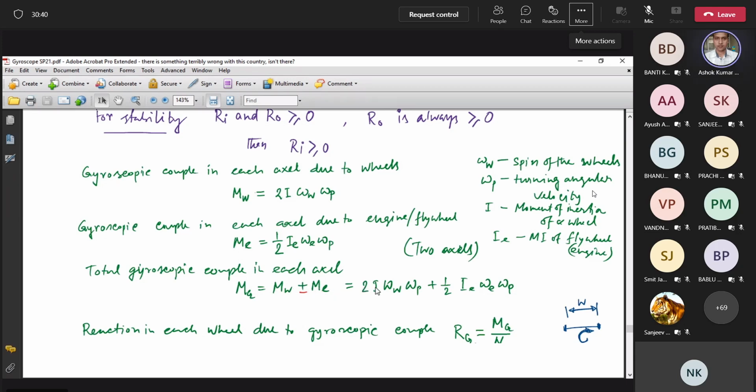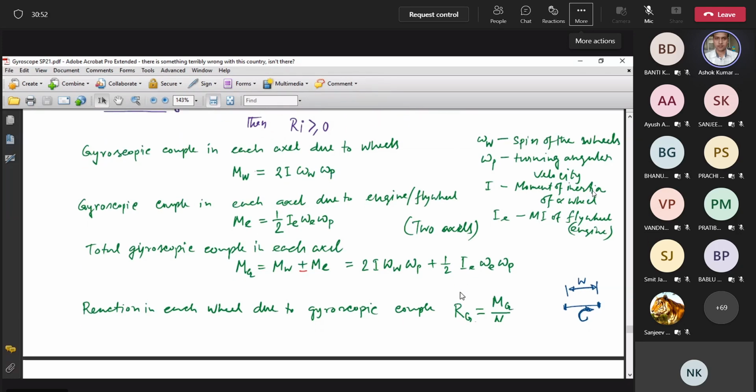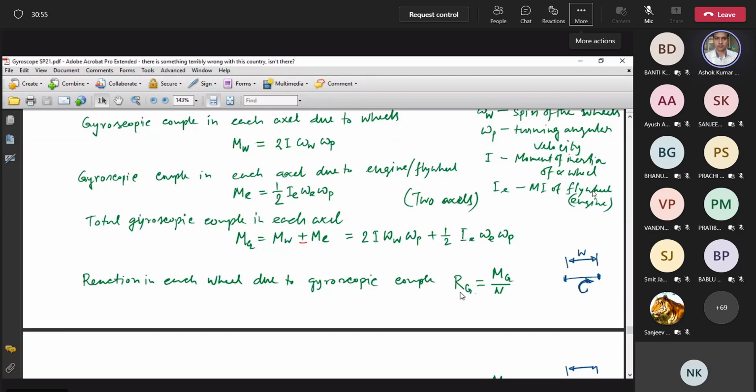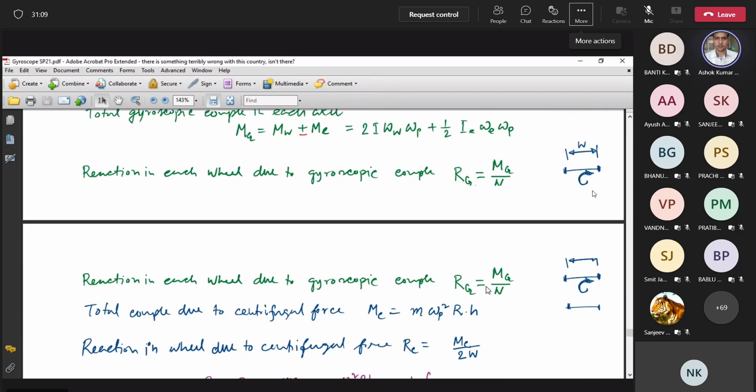So when you add them, you have this expression. Now this expression is the moment gyroscopic couple which is acting on each axle. Okay, so then what is the reaction in each wheel due to that? If the two wheels are at a distance W, that means Rg into W must be equal to Mg. That's what we have written here. So Rg equals Mg by W. That is the reaction in each wheel.